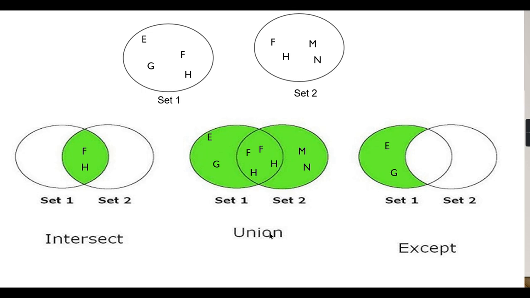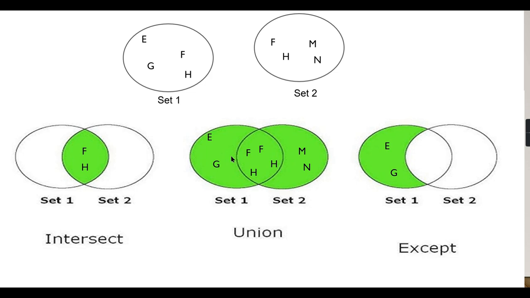So basically you are combining the values. If you want to retain all values, then go for union. But if I do not want to combine all the values, and I need to combine the tables but give me only the common data, the common data between these two is F and H. This is what intersect does. If you want the common data between two tables, then you need to go for intersect.